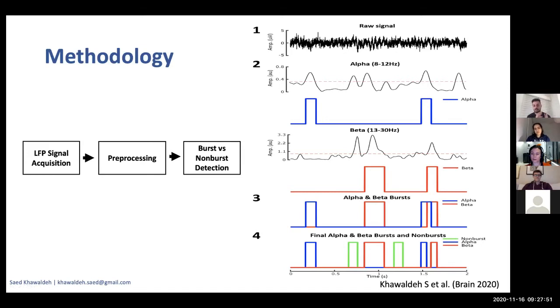At the end, when we had detected all these bursts, for the sake of the second objective of the study, which is assessing the effect of beta presence on the accuracy, we specified the beta periods, the alpha periods, and the non-burst periods. Here, by non-burst I mean the periods where there is neither alpha nor beta. It's a somewhat flat signal, as you can see here. So that's regarding the detection of bursts.